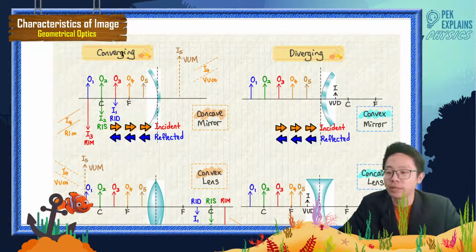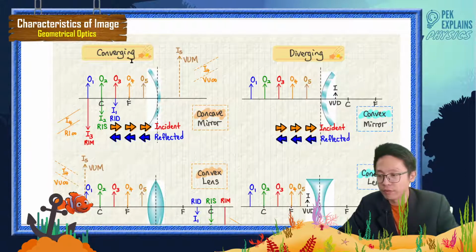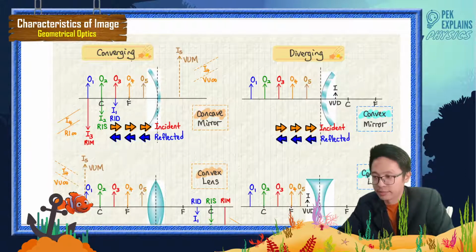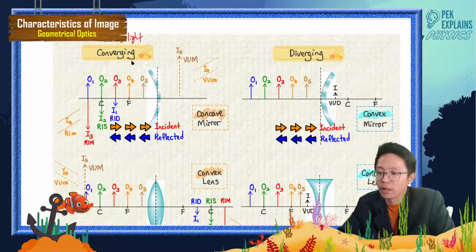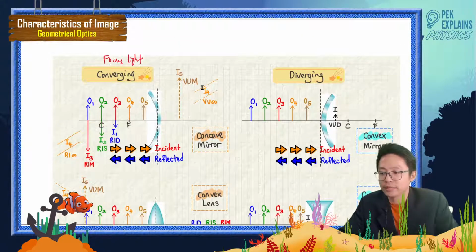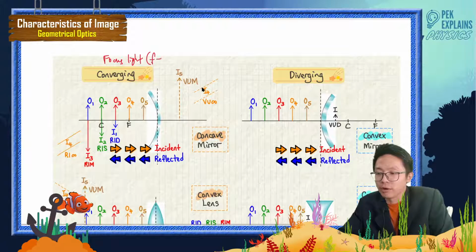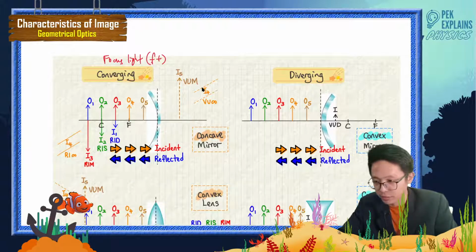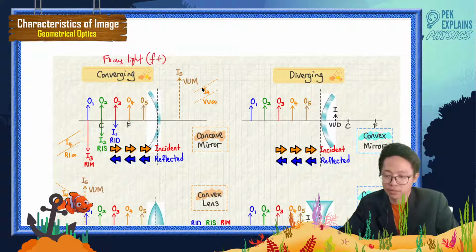Okay, firstly, what is meant by converging? Converging means it can focus the light. This is the first thing you should know. Converging means it can focus light. Normally, this one has positive F. For converging, it is always positive F.